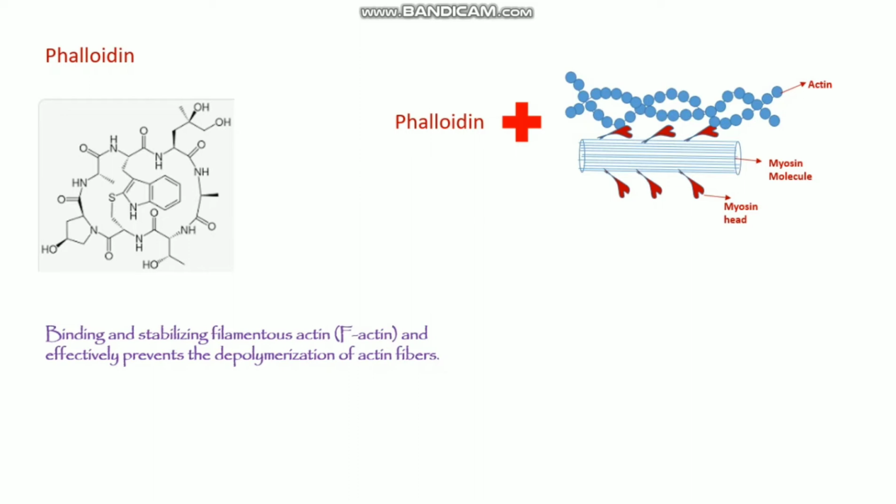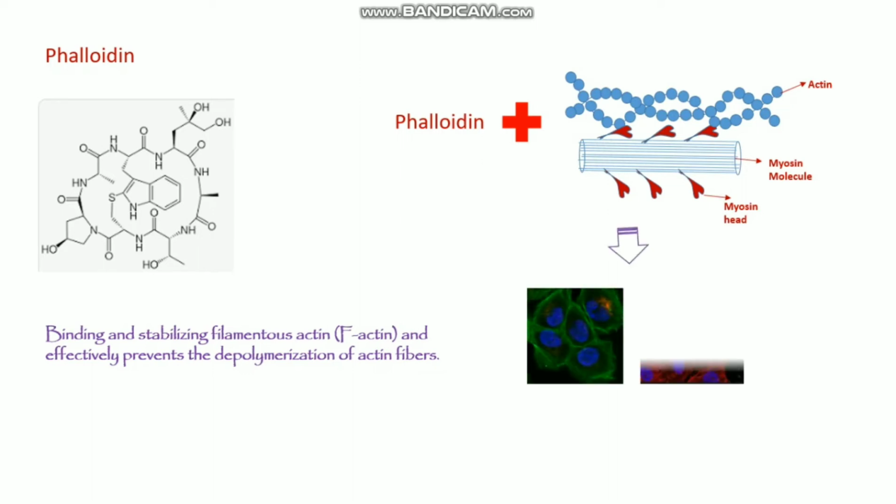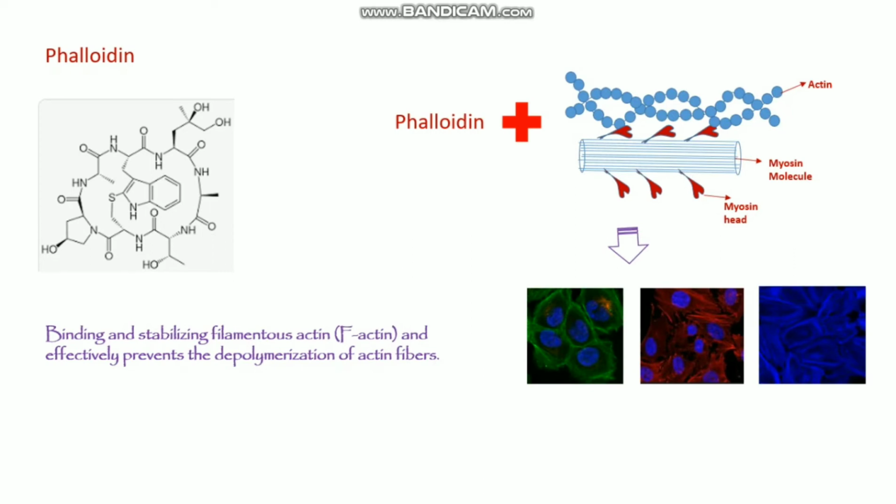Due to its selective binding to F-actin, it is widely used to visualize F-actin in research. So phalloidin comes with different kinds of fluorescence tags, different colors of fluorescence tags, and because of that, by fluorescence microscopy, we can visualize the cytoskeleton in different colors, like green, red, blue and violet. These different colors are available for F-actin. So these are required for different kinds of experiments.